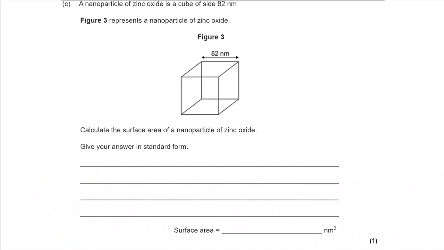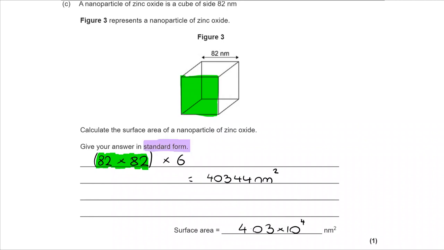Moving on to part C, we have a question here about the surface area of a nanoparticle of zinc oxide. It's 82 nanometers, so we know that one surface of that cube will have 82 times 82 as its surface area. But we know we've got 6 faces. We multiply that by 6 and we get 40,344. But the question very clearly states it must be in standard form, so we need to convert it. 4.03 by 10 to the power of 4.